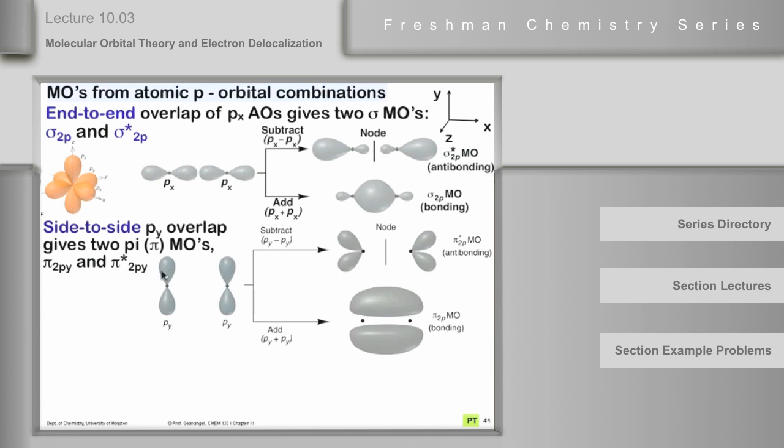The picture looks like this. These things are side to side. As the atoms come together, they overlap side to side, like this. And if you sum those up, if you add them together, then you get a pi 2py molecular orbital, which is bonding, because it puts electron density in the middle, between the two nuclei, and that will stabilize the molecule by adding bond energy to it.